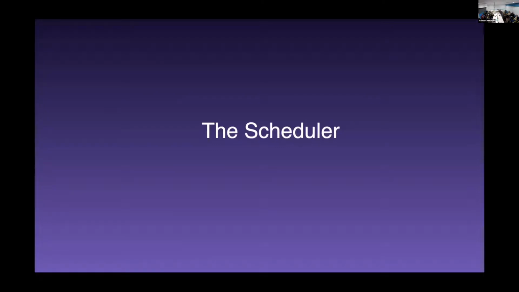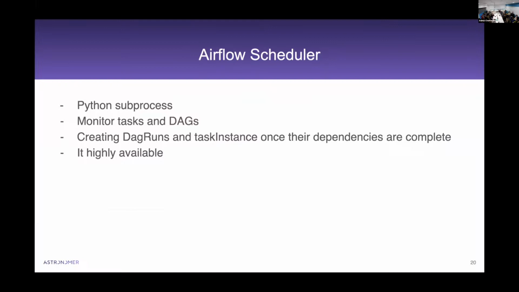Okay, so what is the scheduler? The scheduler in Airflow is just a Python subprocess. Its job is to monitor your DAGs. Once your DAG is parsed and is in your database, it keeps monitoring it and keeps track of what is next to run, like which DAG runs and tasks satisfy the criteria to run.